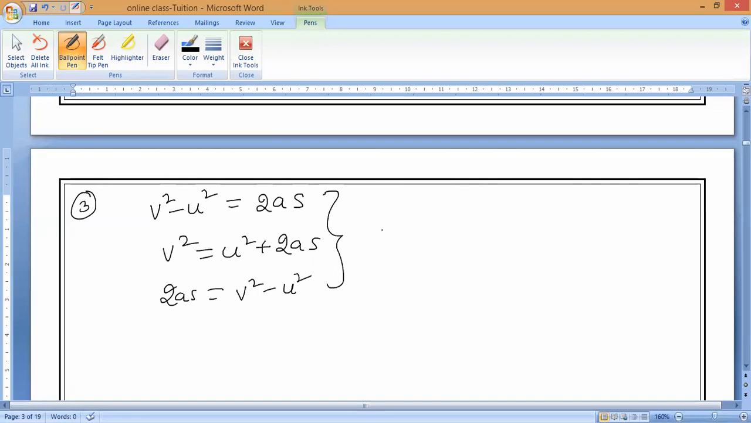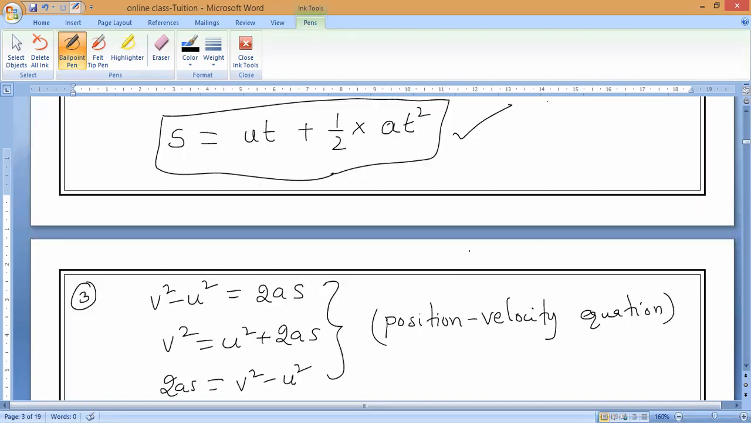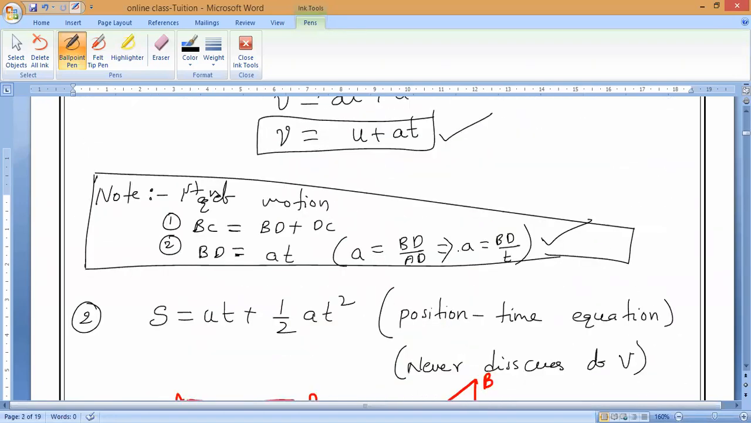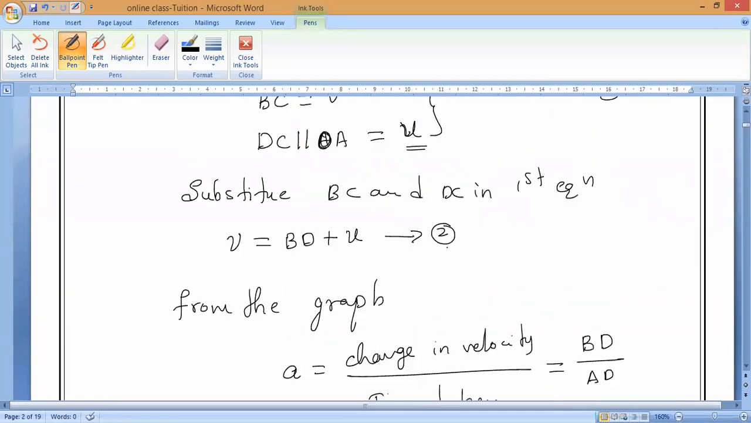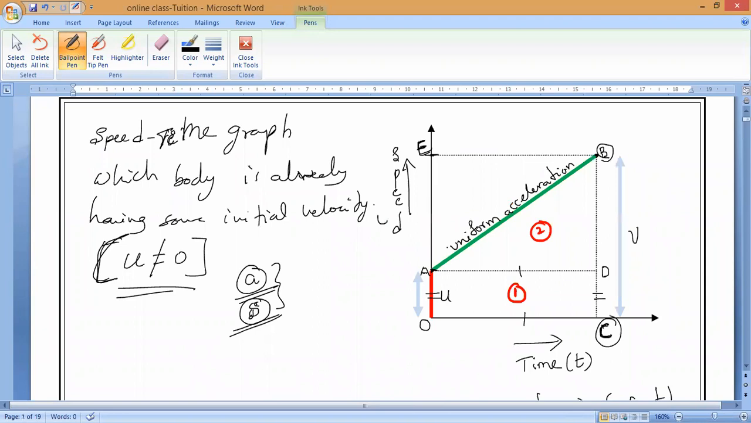Now what should we call this equation? The position velocity equation. Okay. So now, if you want to derive this position and velocity equation, we can observe by joining these two figures that we are observing one similar shape here. What is that shape called? Trapezium.